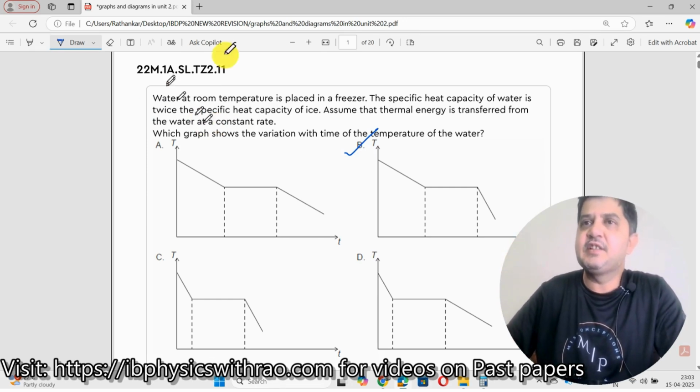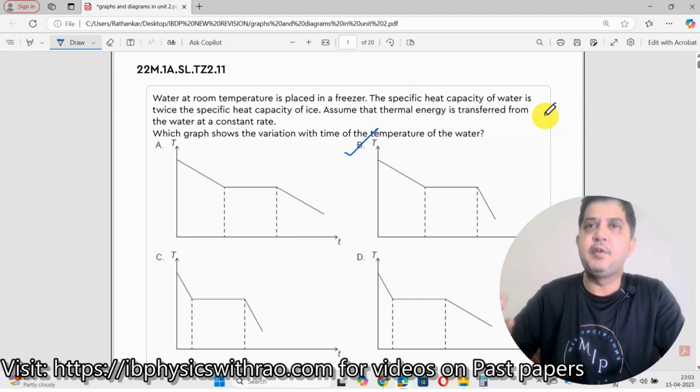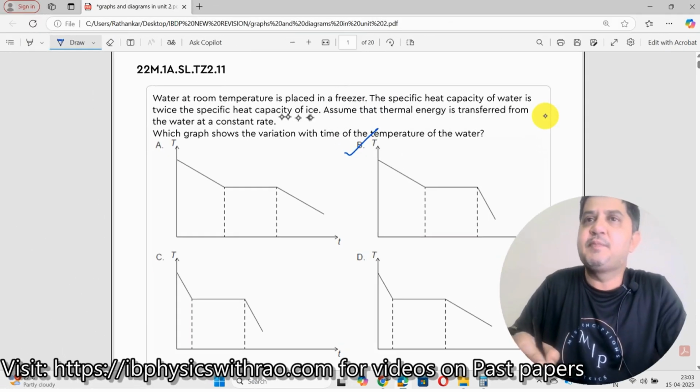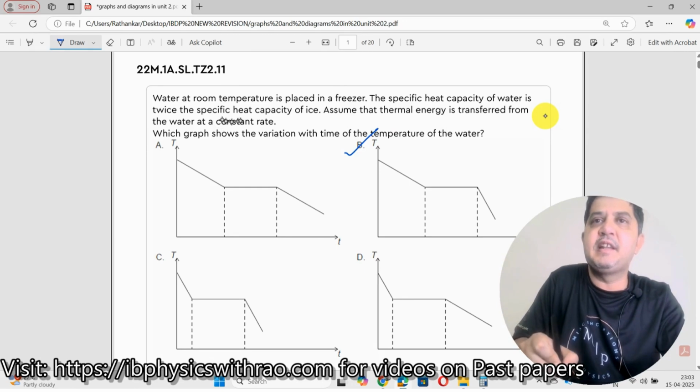Okay, now let us start with this. Yesterday we did unit 1, and today we are going to do unit 2. Water at room temperature is placed in a freezer. The specific heat capacity of water is twice the specific heat capacity of ice.